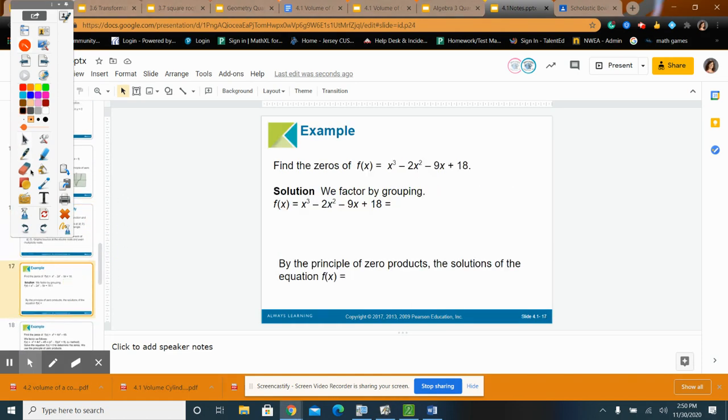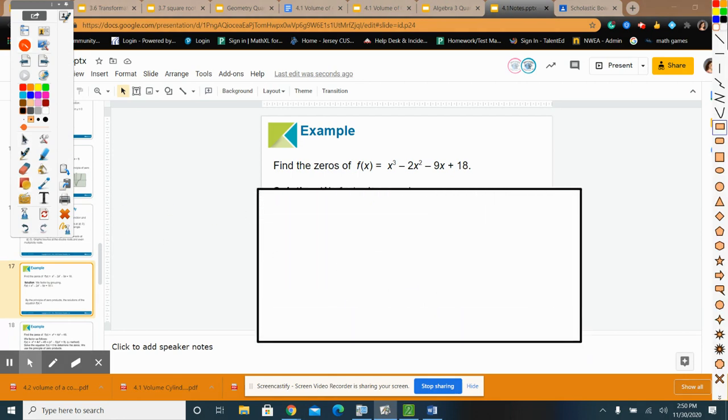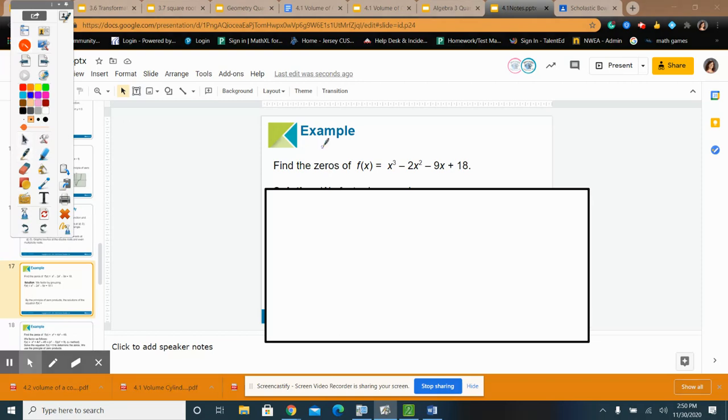Now look at this guy. They want to know what the zeros are. Well, it's kind of sad because they didn't factor it and you don't know how to factor it. So what do we do? Well, we're going to kind of work backwards. Your calculator can help you factor.